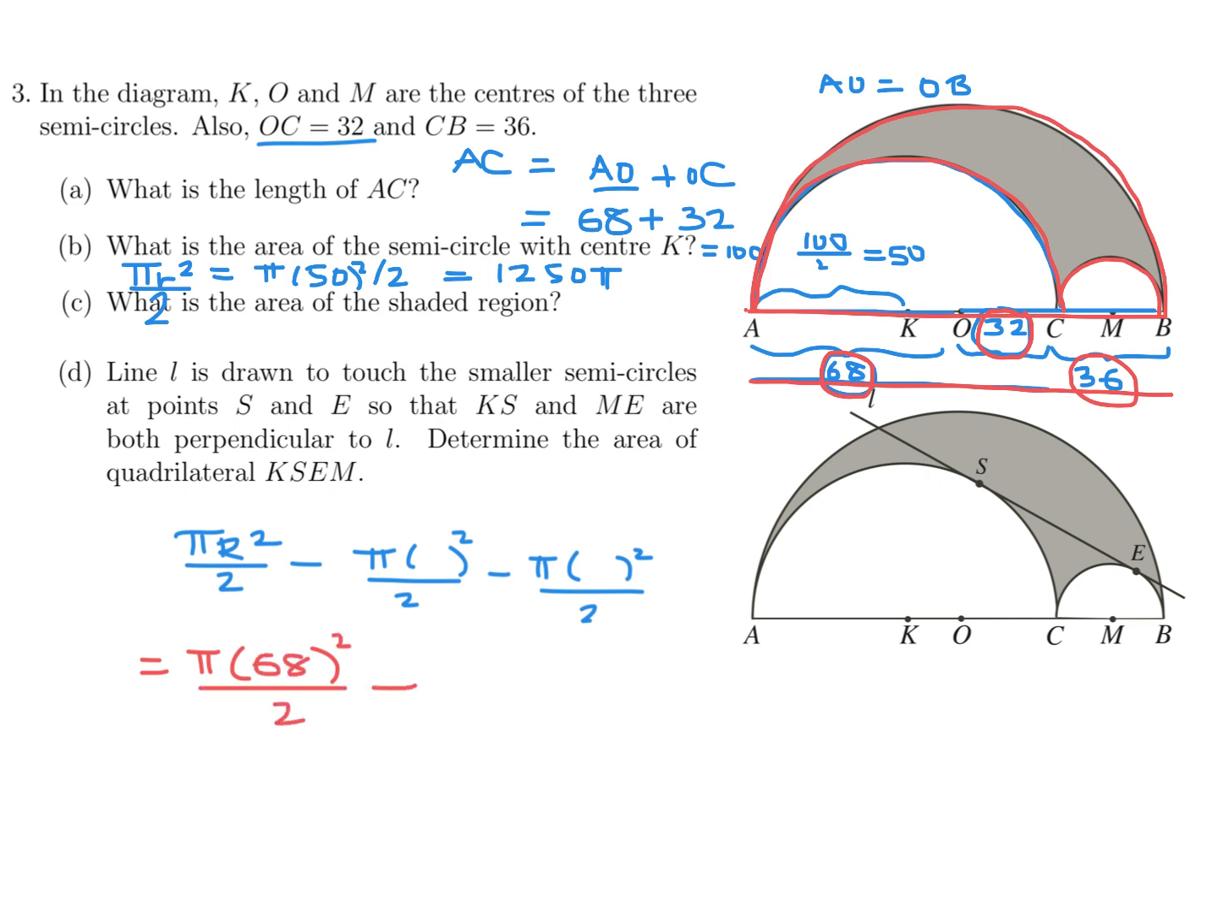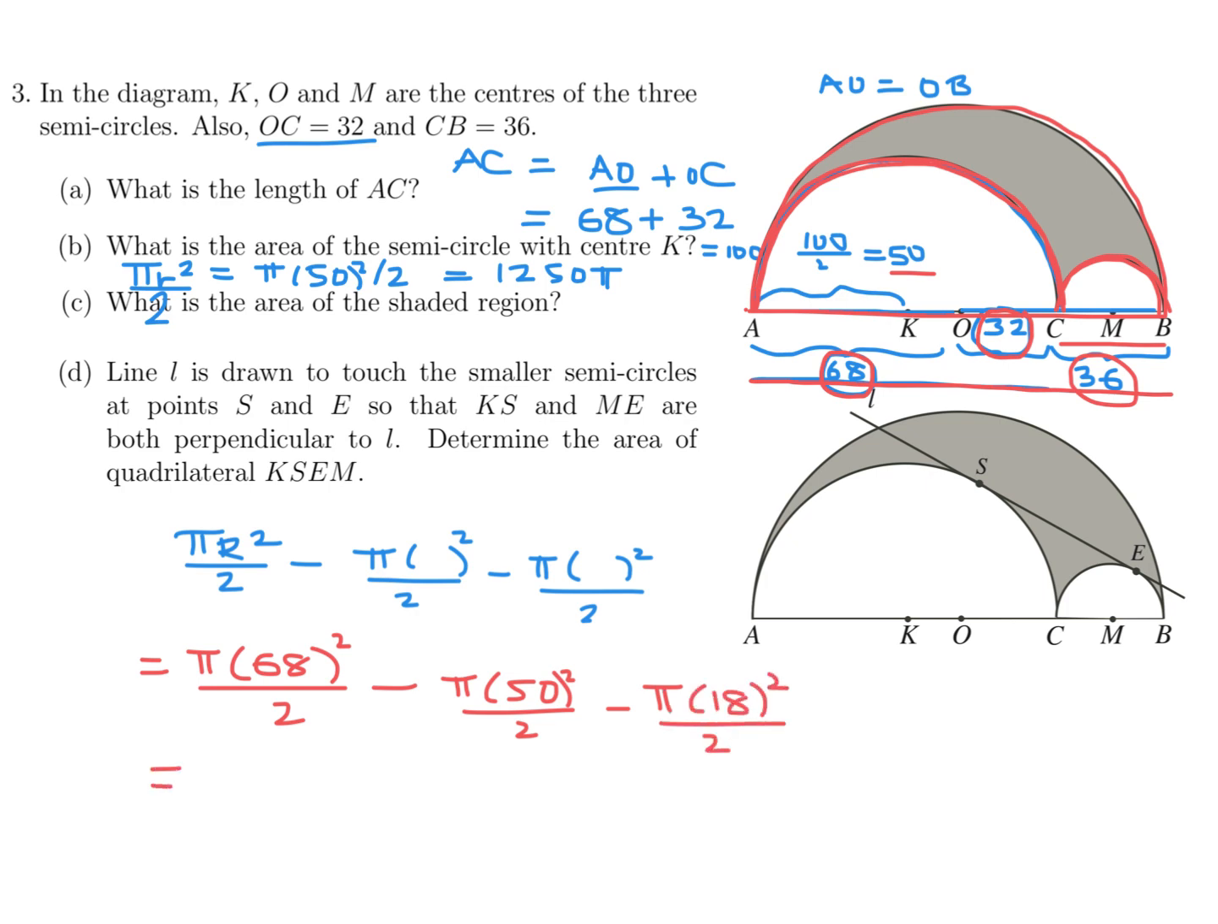Now this guy, the radius of that is, I think we just figured that out right here, 50. So pi 50 squared over 2. And then this smallest one, CB from here to here is 36, so half of that is the radius, so that means 18 is the radius. And I think that's it.